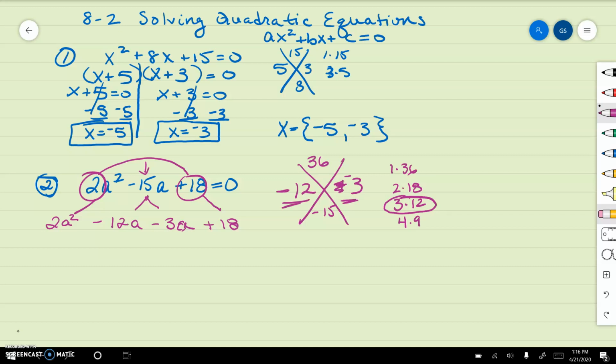Now we have 4 terms. We are going to group those 4 terms. There's too many to do in one problem, so we're going to make it 2. We find the GCF to see what we can take out. So we have a 2 that can come out because 2 goes into 12, and we have an a that can come out.